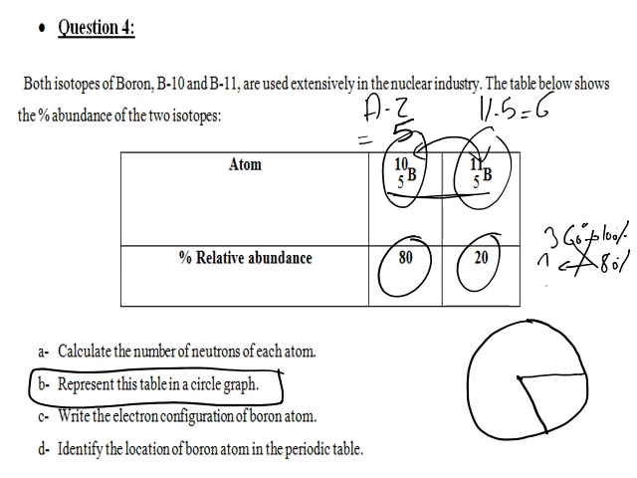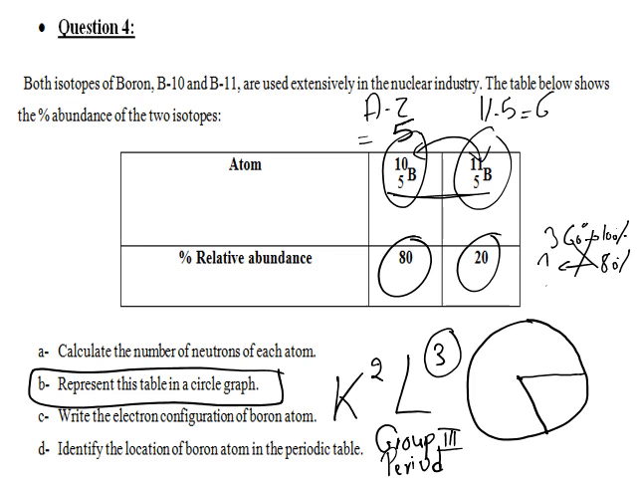Write the electron configuration of the boron atom. We have Z equal 5, so it's K2, L3. Identify the location of boron atom. How many electrons does it have in the valence shell? How many valence electrons? 3. So it's group number 3. Which period? It's period or row number 2. Why? Because we have 2 valence shells, 2 energy levels. Okay, thank you.